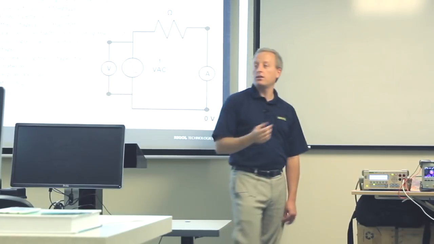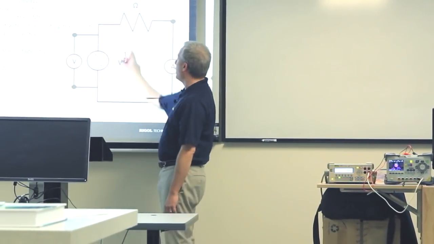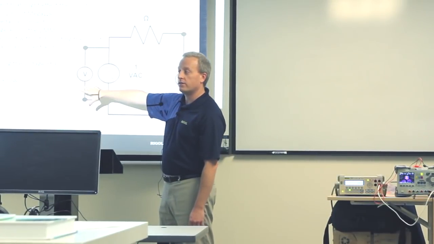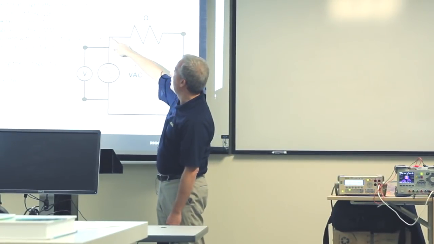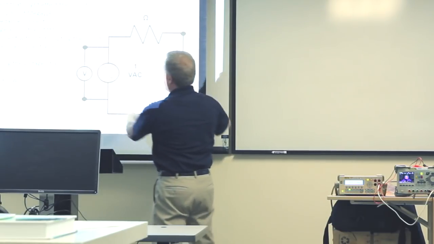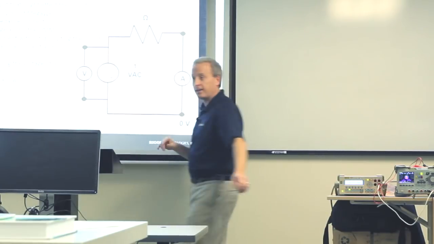We'll talk about loading effects later and how, if that ceases to be true, if your device becomes very high impedance, or your voltmeter starts to break down, then you have in essence a parallel path here, and the current starts to flow in two directions. Your ammeter doesn't see all the current anymore, and your voltmeter is affecting the circuit.